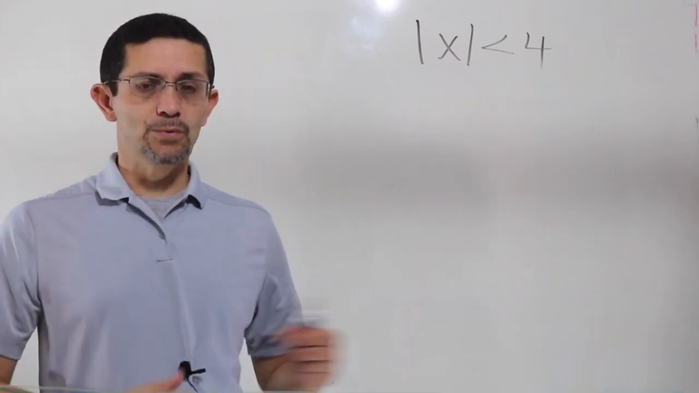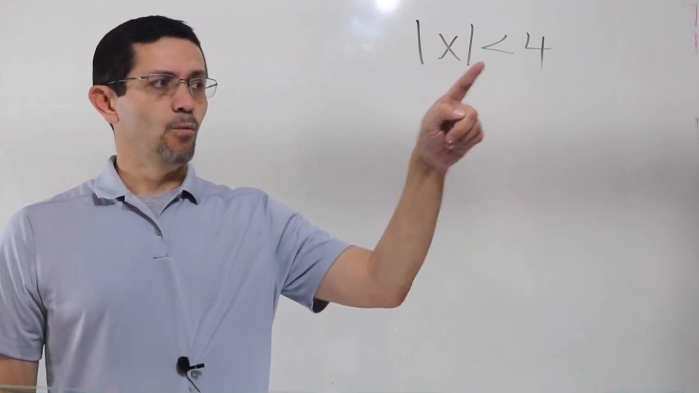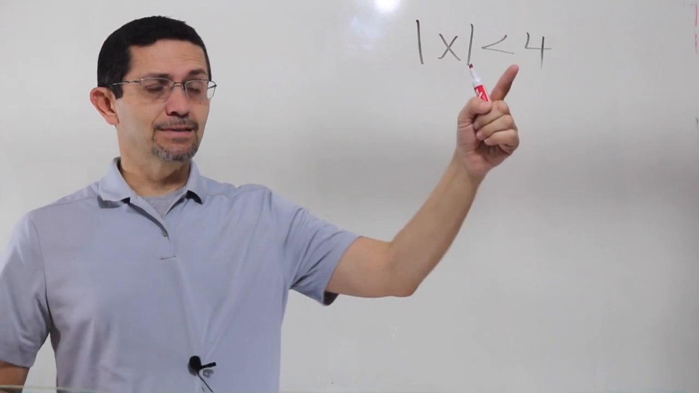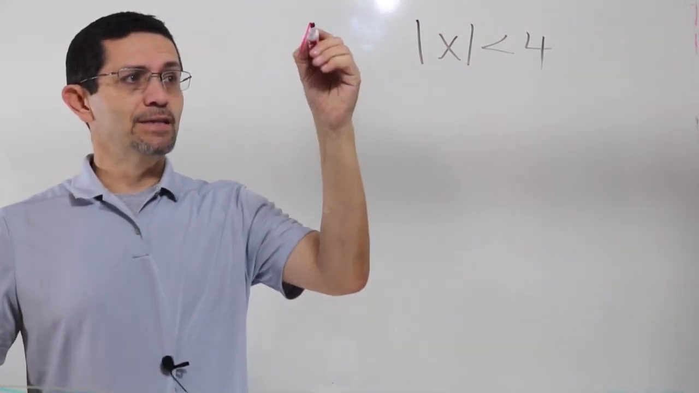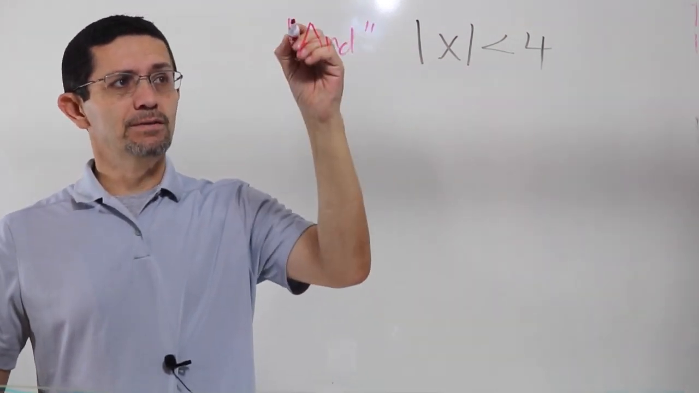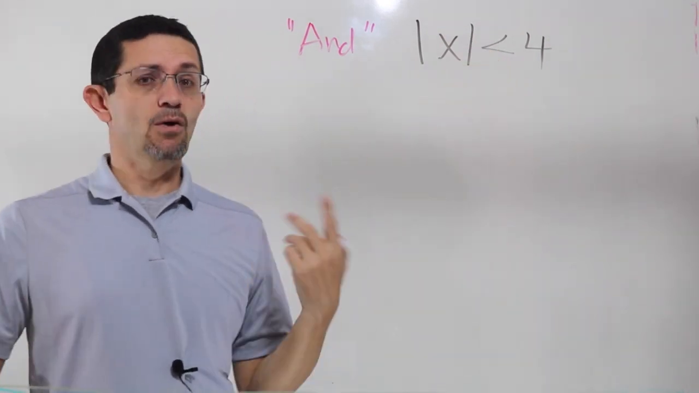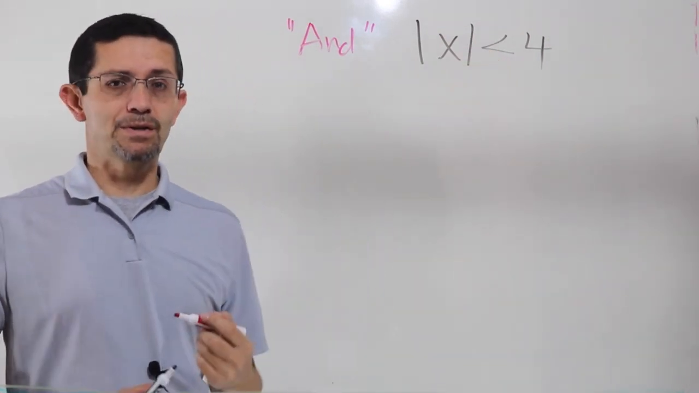Absolute value inequalities, we're going to have two types. One, when the absolute value is less than the number, then it's going to behave as an AND inequality. And when we have greater than, it's going to behave as an OR inequality. Let's start from this one.